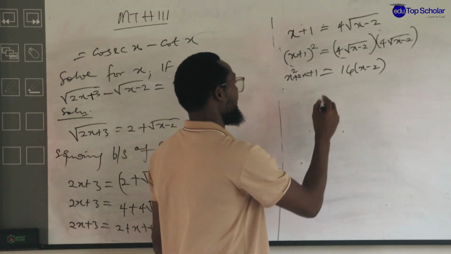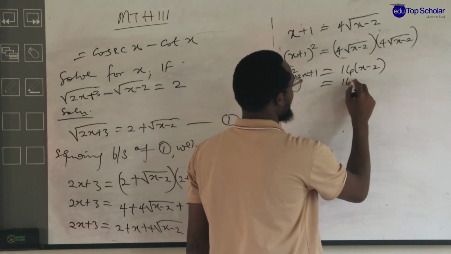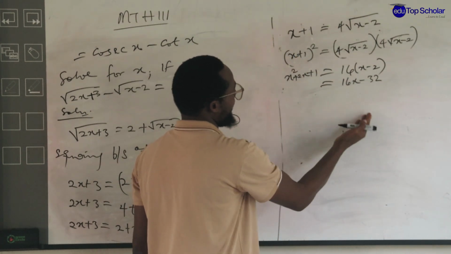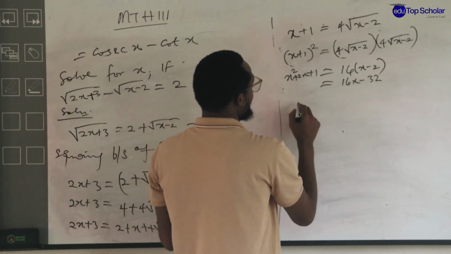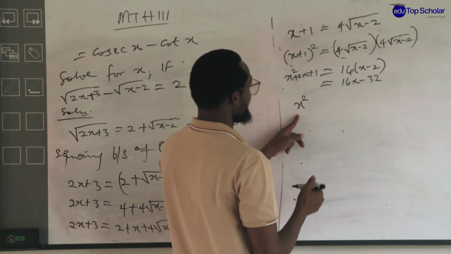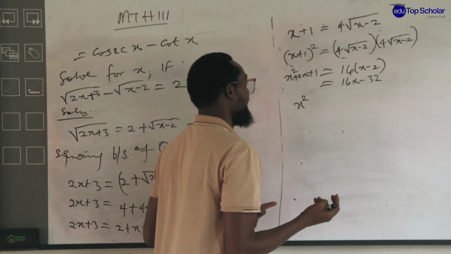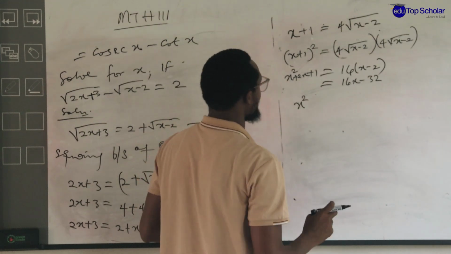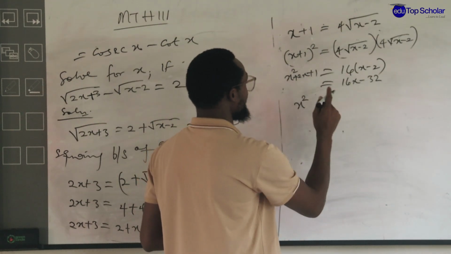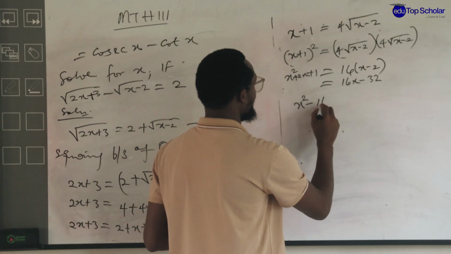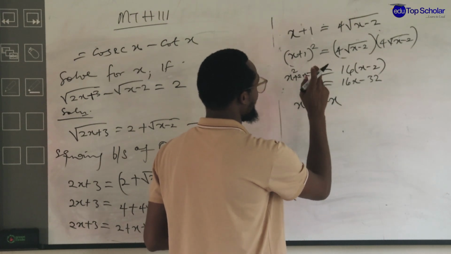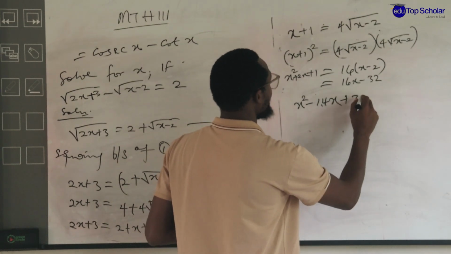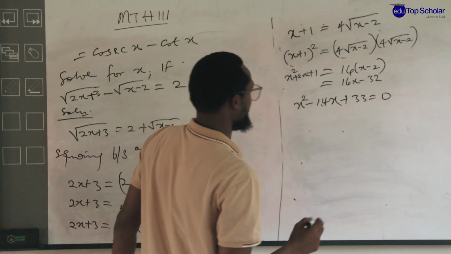And from here, I can just expand this to have 16x minus 32. I want to bring all the variable x together and separate the constants. This is looking quadratic already. This is now going to give us x squared, and if this one is crossing over the equation, it becomes minus as well. So 2 minus 16, we have minus 14x. This one is crossing over the equation, it becomes plus. So this will be plus 33 equals 0.